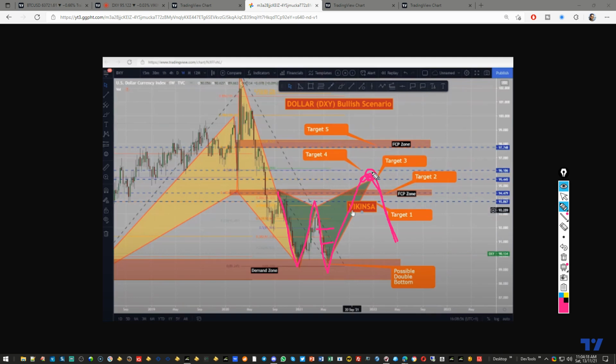If it starts to give bearish signals, then we should take our profits on dollar long positions, and we should start looking into maybe reversal sort of positions there. Okay, so that's where it is.